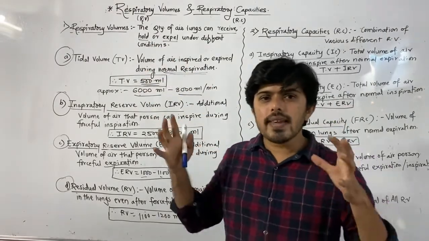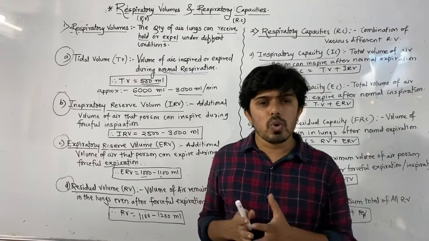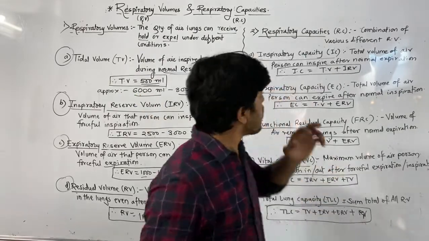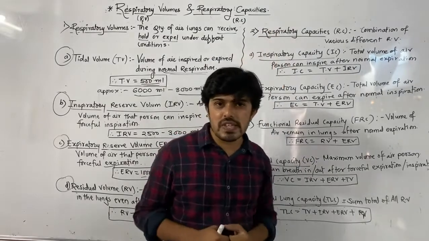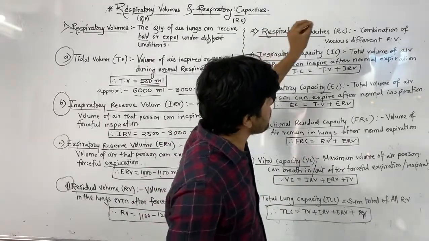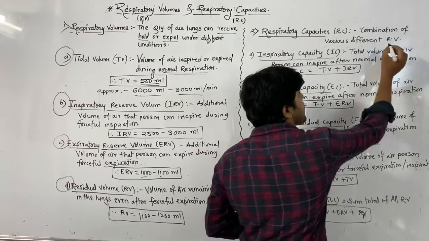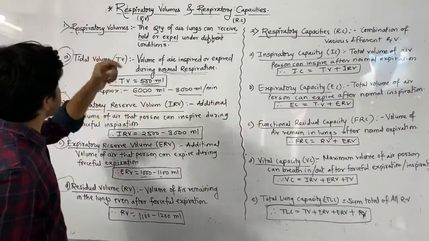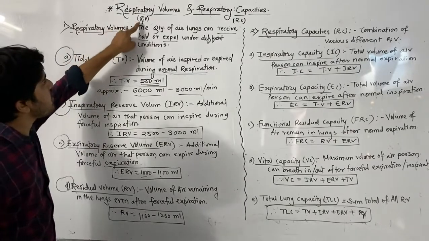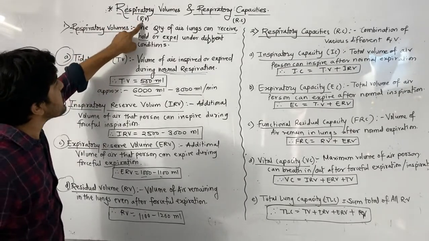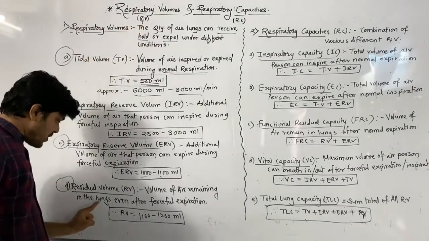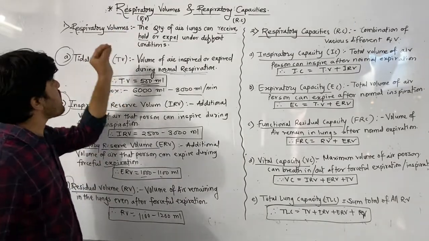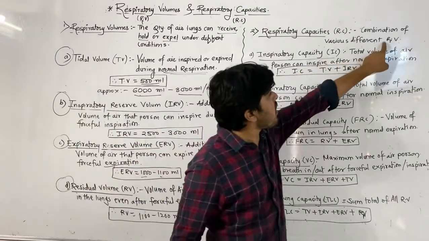Now when you combine these different respiratory volumes, combinations of different volumes form a new term called respiratory capacities. So respiratory capacities are combinations of various types of respiratory volumes. See, you may get confused. Respiratory volume I have mentioned here, and residual volume is RV. So you can get confused between these two terms. So wherever respiratory volumes come, I have written here RP.V.